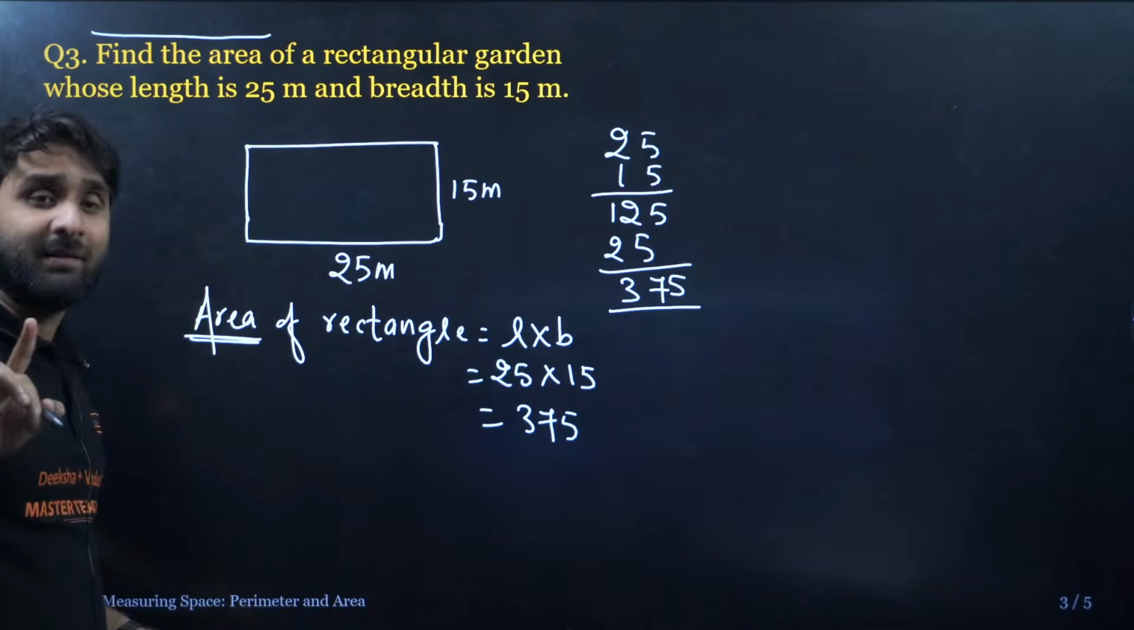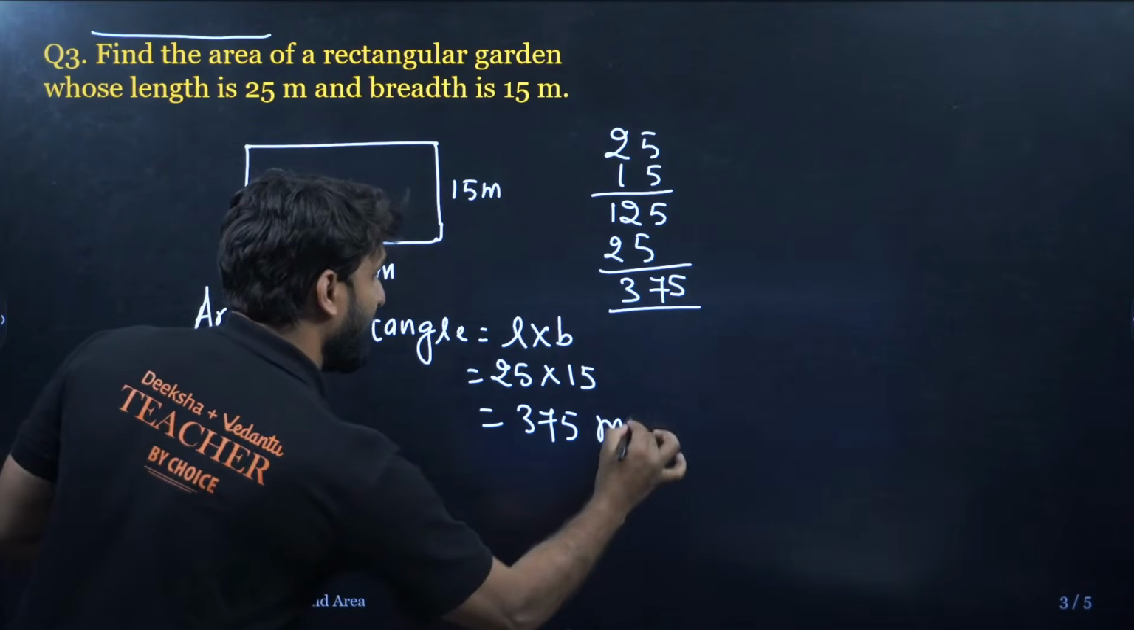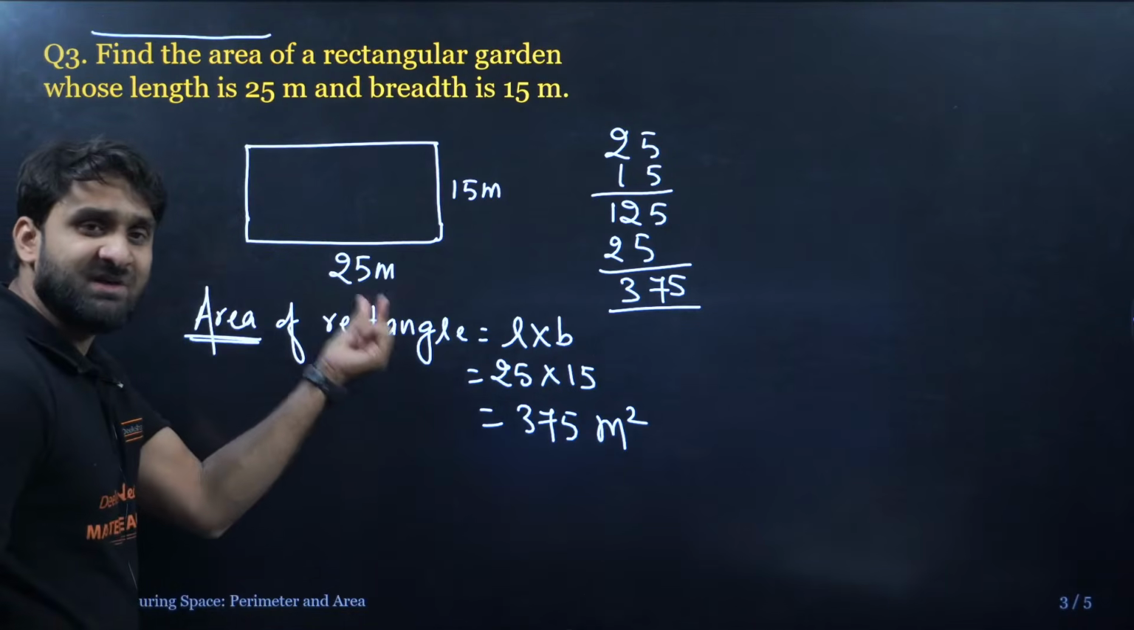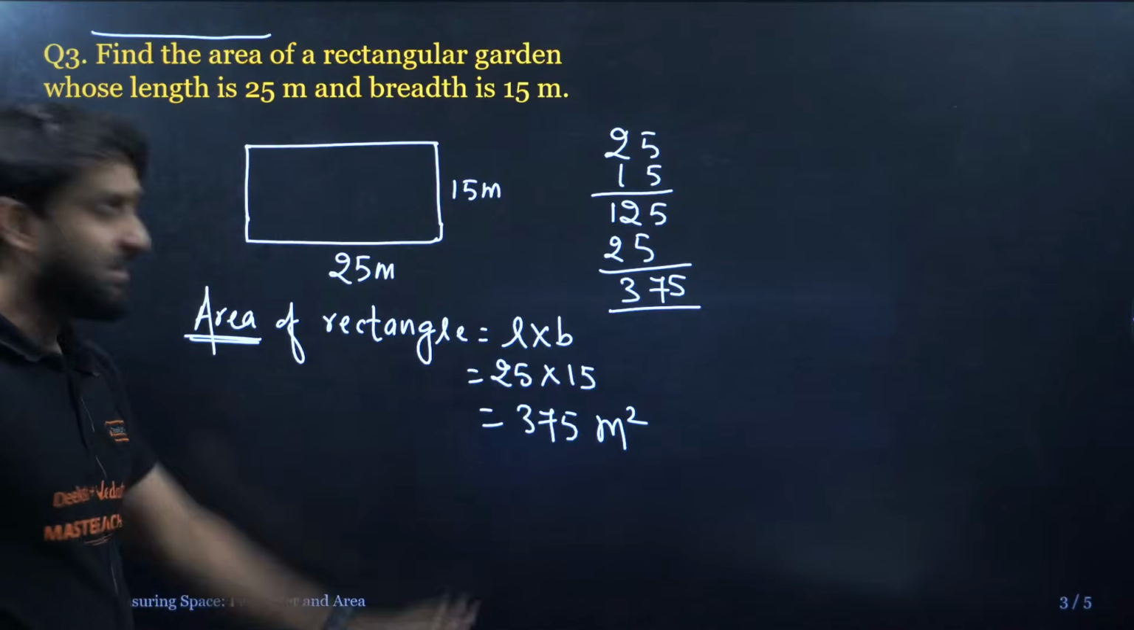And my dear champion, we are calculating area. So in area, the answer will always go in square. If the dimension is in meter, the answer will go in meter square. If the dimensions are in centimeter, the answer will go in centimeter square. So this is the formula.